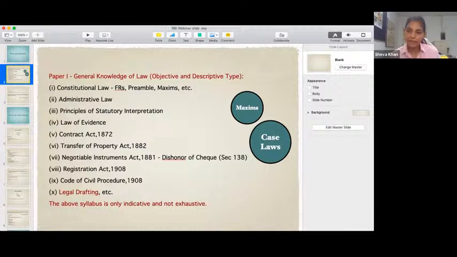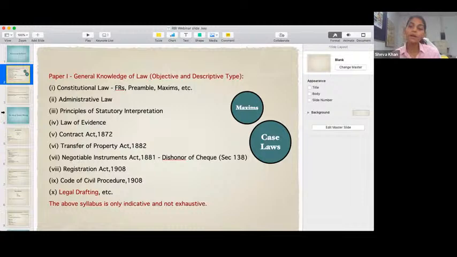Then when it comes to constitutional law, questions related to fundamental rights, because obviously they are fundamental and they really cannot be left apart. Fundamental rights, preamble, etc. were there. And the reason why I have put maxims and case laws separately is that both these things are not obviously marked separately anywhere in the syllabus. But when you analyze the papers, 3 to 4 questions come from case laws.